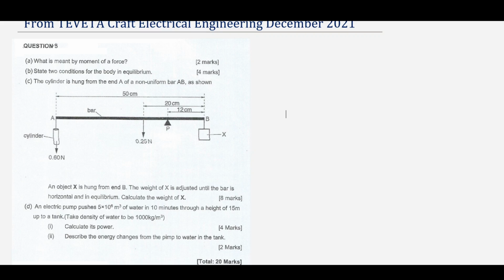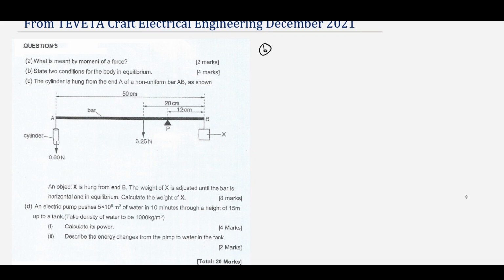So for today's video we're going to look at this question, which is question 5. We'll start with part B. Part B says state two conditions for the body in equilibrium, or basically state two conditions for equilibrium.